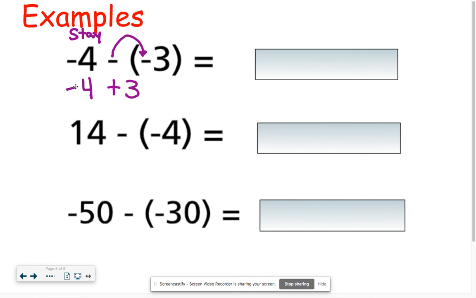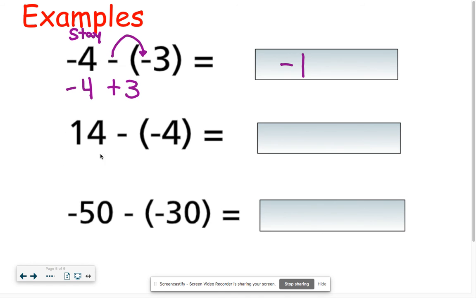Now we have a negative number and a positive number, so we find the difference. The difference between 4 and 3 is 1. Which one was bigger? 4 is bigger. 4 is the one that had the negative symbol, so our answer needs to be negative.